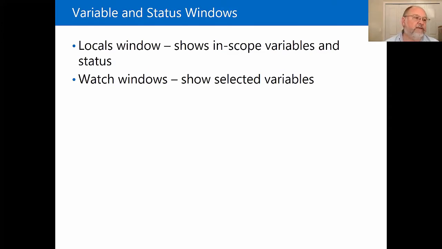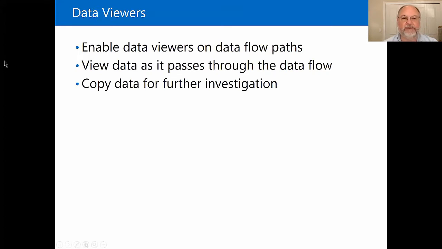For that, we have a watch window, and we can look in the watch window and add variables to the watch window so that it pops up, and even though it's out of scope, it shows me that it has some value or it doesn't. So the locals window shows variables that are in scope and parameters, and the watch window shows variables or parameters, whether they're in scope or not. And then we can also have something called data viewers.